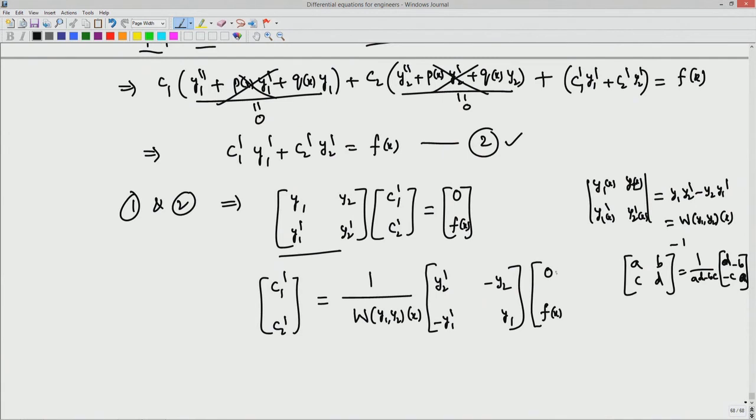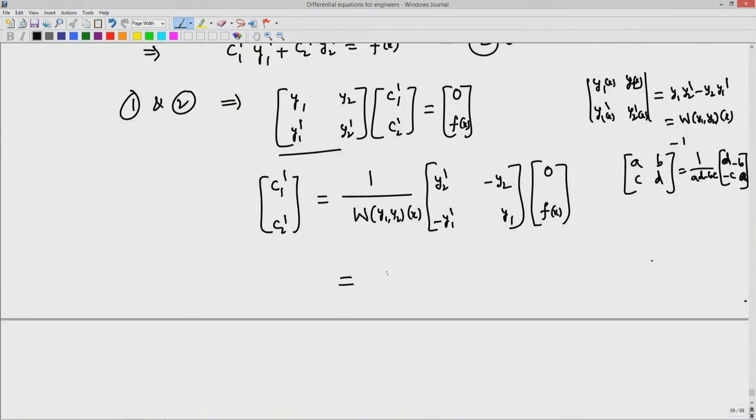Now I write the right hand side. So what is this one? This is equal to 1 by the Wronskian W of x. This is exactly minus y2 of x into f of x as one element. So this is now a matrix. The first element is 1 by W of x into minus y2 of x into f of x, that is your first element. The second element is y1 of x f of x by W of x. These are the two elements. This is my C1 dash, C2 dash.